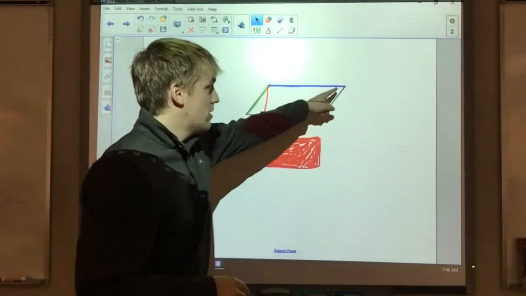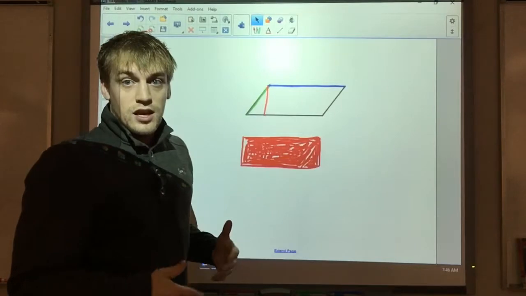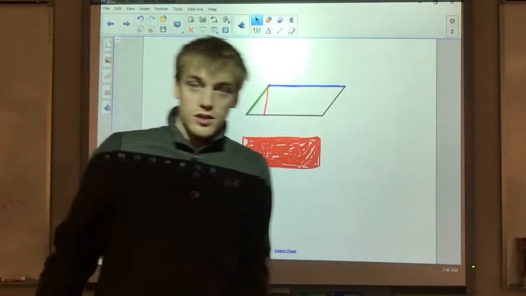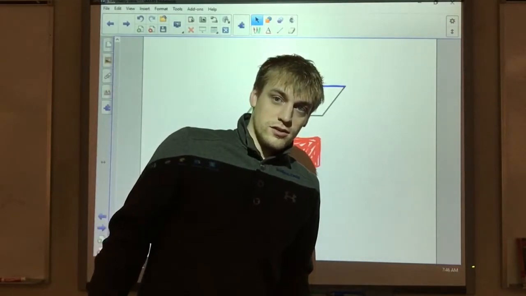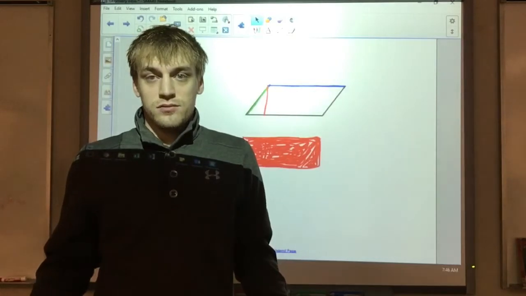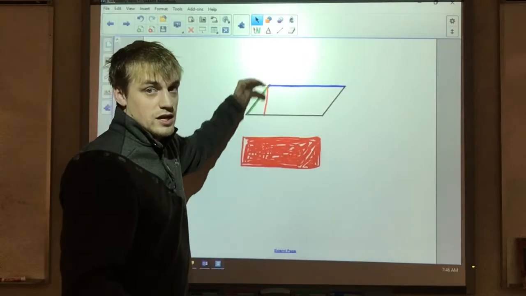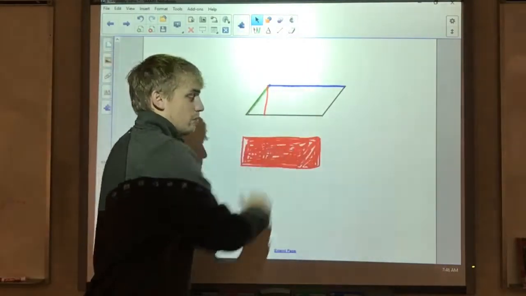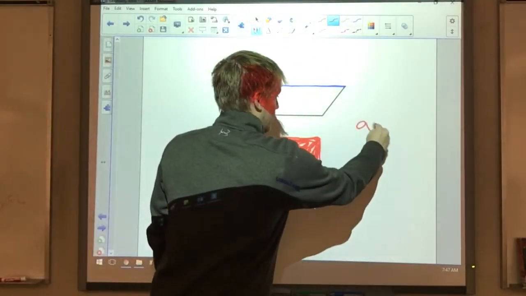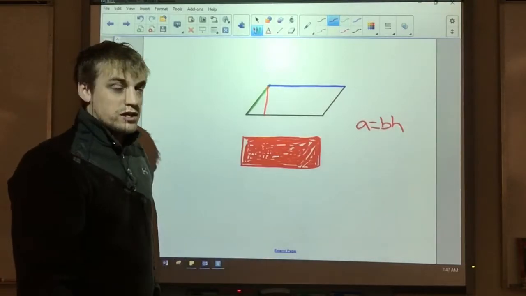So we could never use this as a height. If I was to measure myself, or you were to measure yourself, you wouldn't stand crooked to measure yourself because you wouldn't get your full height. You would stand straight up and down. So that's what the height is. It's straight up and down from the bottom of the shape to the top of the shape. And the base is always the bottom of the shape. So our formula for a parallelogram is area equals base times height, just like it is with a rectangle.